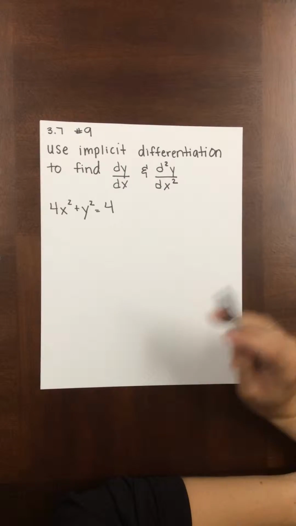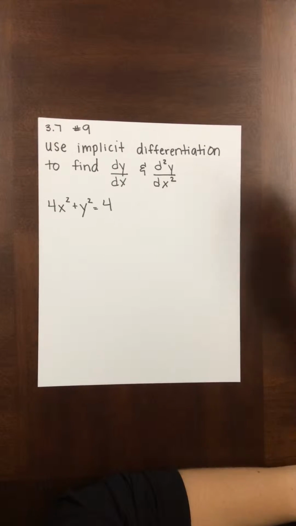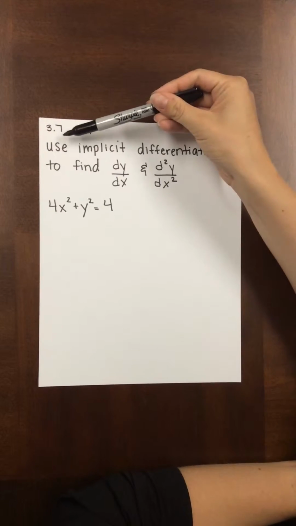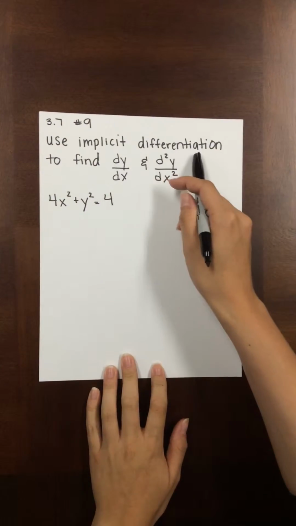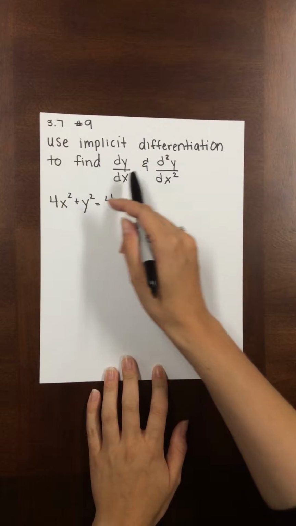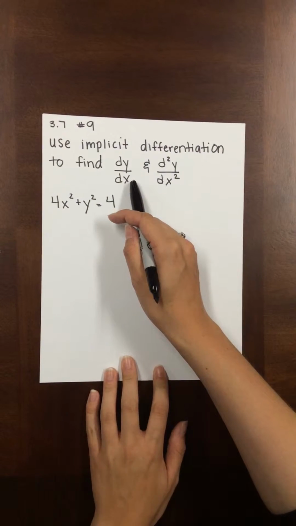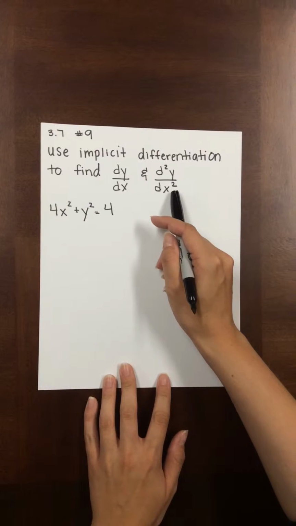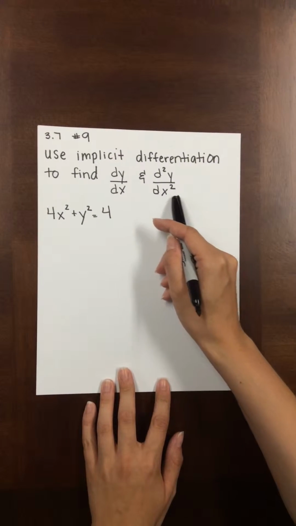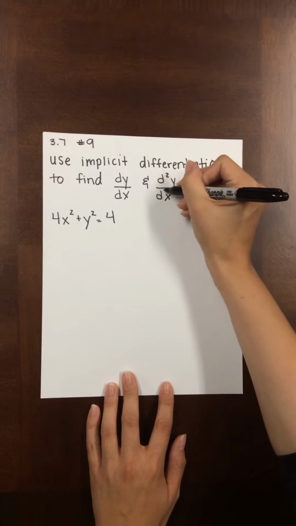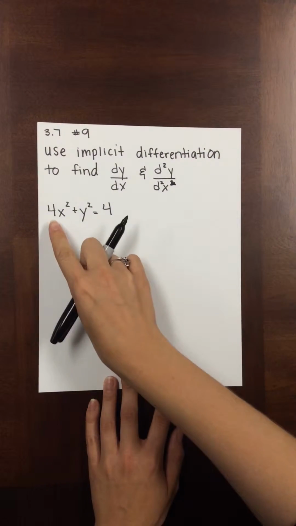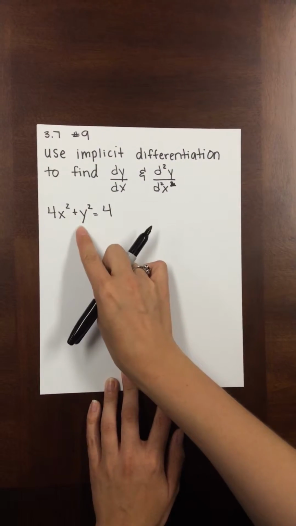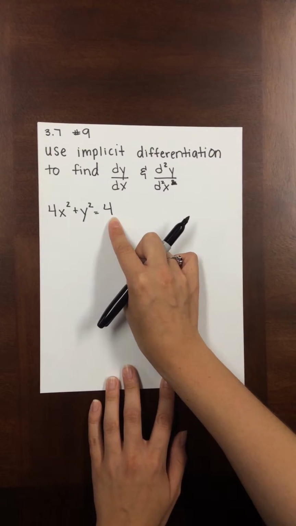Okay, for tonight's video, I am doing problem number 9 from section 3.7, which says use implicit differentiation to find the first derivative dy over dx and the second derivative d2y over dx squared. And they give us the equation 4x squared plus y squared equals 4.